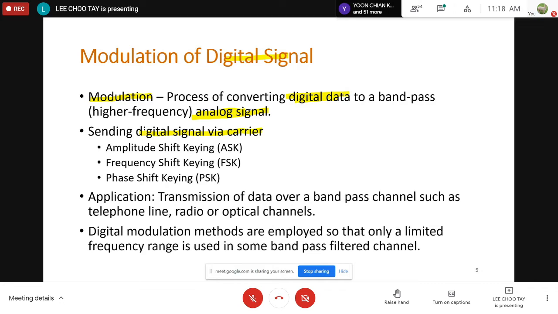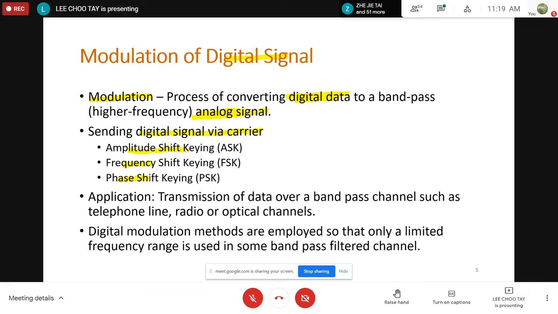All right, so again, there are three basic types of digital modulation technique. The first one is called amplitude shift keying. Digital modulation normally ends with the term shift keying. And then we have frequency shift keying and phase shift keying.